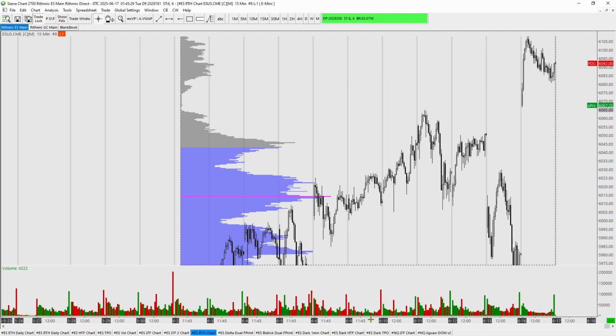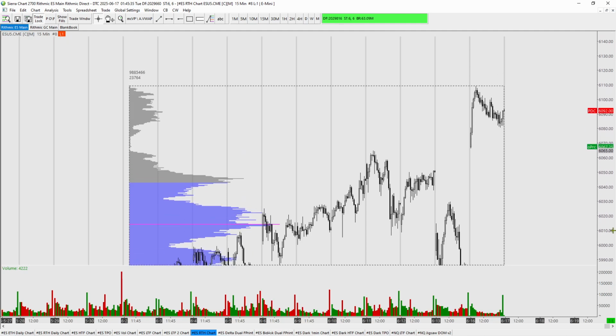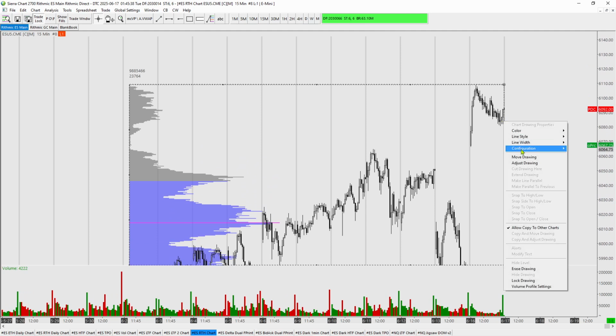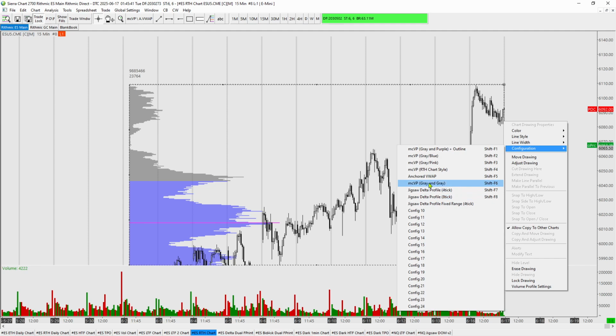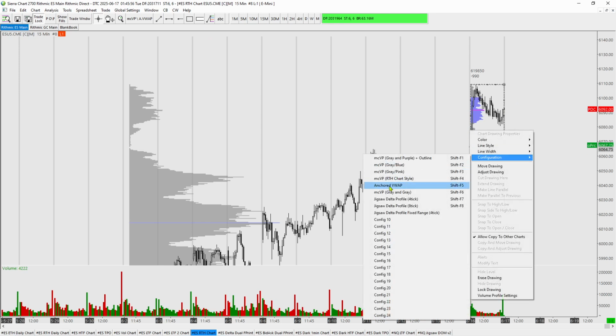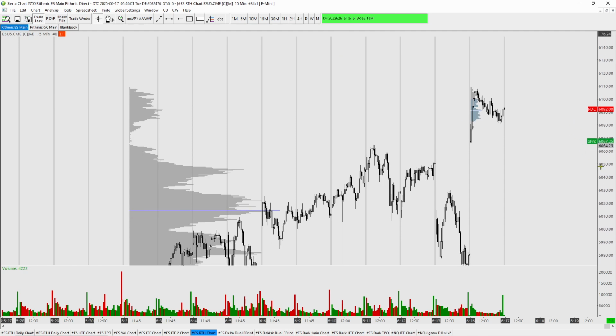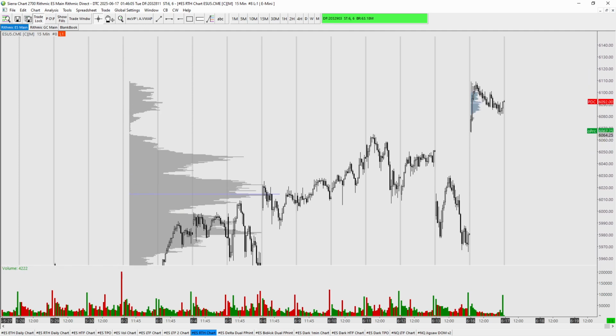Just trying to have a look at what's going on. Why don't I take a profile and draw that? Okay, so what I'm seeing is that since price is trading right here at the moment, that gray box right there is my current price line.